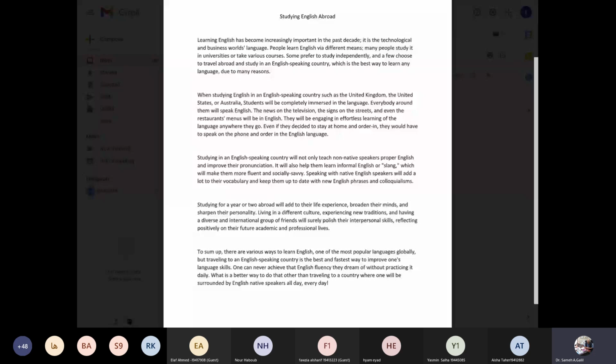Okay, let's move to the second body paragraph and check whether she has more reasons or not. Go ahead. I'll give you a minute.